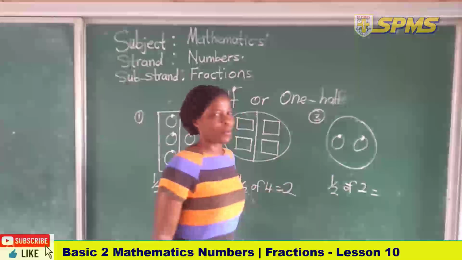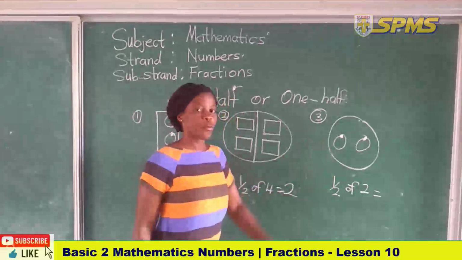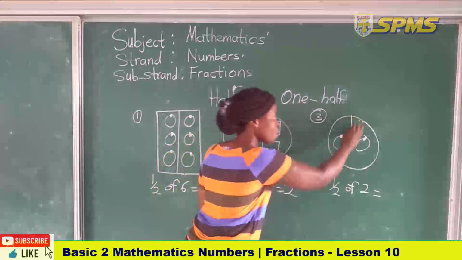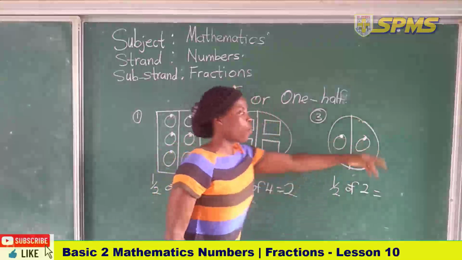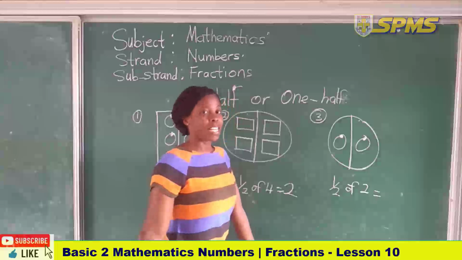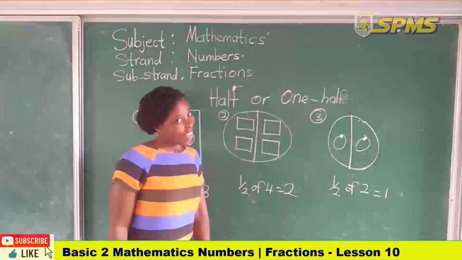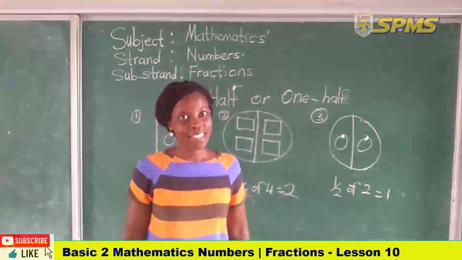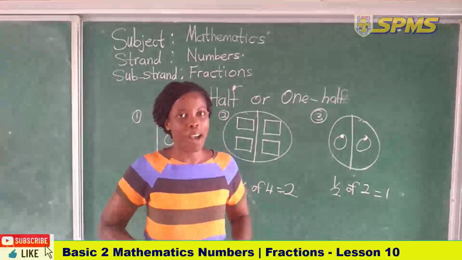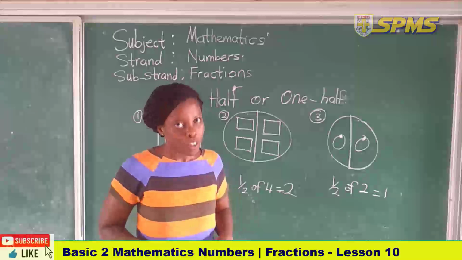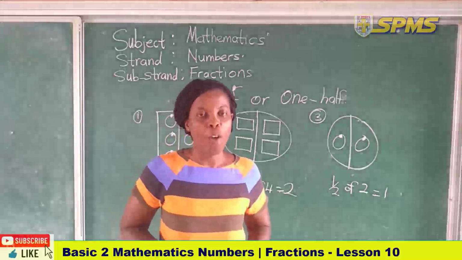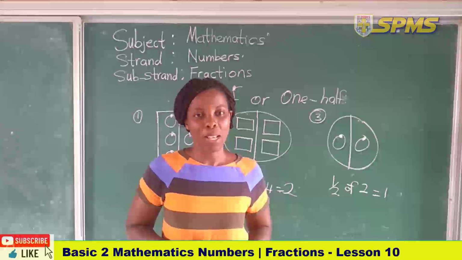Let's move on to the last one. Half of 2. What will you get? You divide it into 2 equal parts. One here, one on the other side. So the answer is going to be 1. Isn't this interesting? Try and practice more at home. Don't worry, when you come on Zoom too, we'll do more of this for you to understand better.